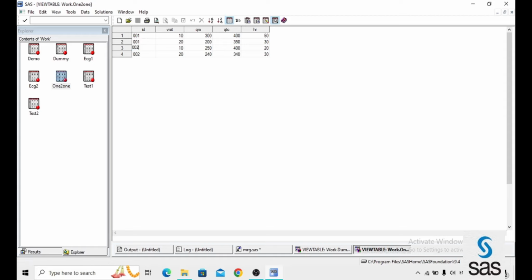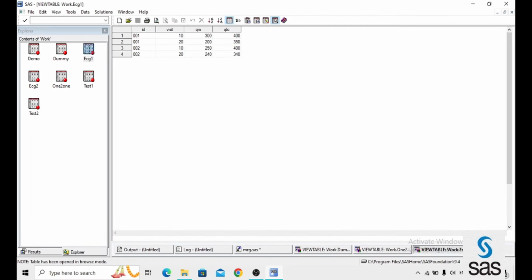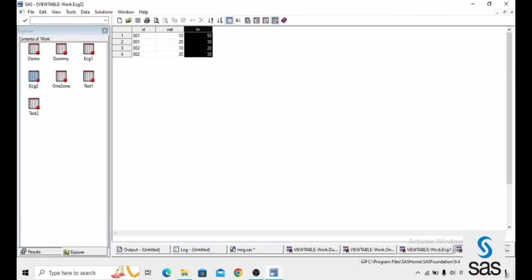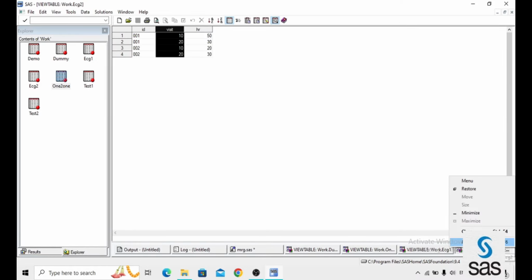If you open ECG1, you can easily understand. ECG1 has ID, visit, QRS, QTC, with the same ID and same visit. In ECG2, only HR is different, and ID and visit are the same. From those two, we get an output like this. We are just joining by the level of ID and visit. This is the difference between merging and set.